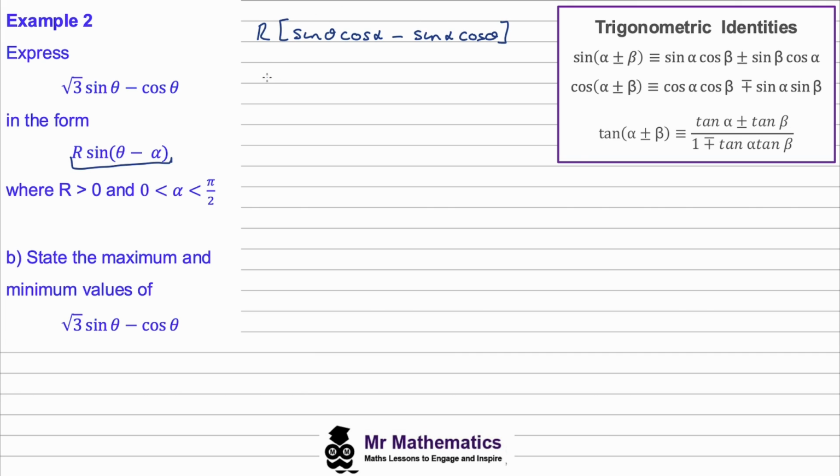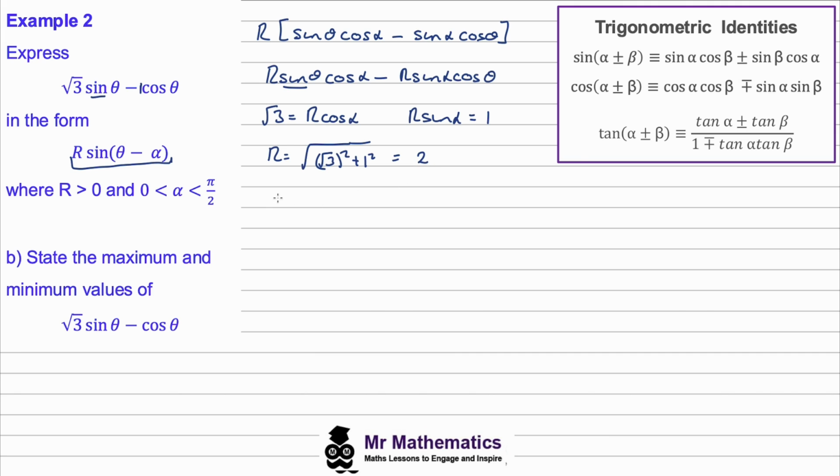And now we'll expand out this bracket. So we've got r sine theta cos alpha minus r sine alpha cos theta. Now we'll match up the terms. We've got sine theta and sine theta. So the root 3 must be r cos alpha. And then we've got negative cos theta, or negative 1 times cos theta. So r sine alpha must equal that 1. So to work out r, this will be the square root of root 3 squared plus the 1 squared. This will give us a square root of 4, which is 2.